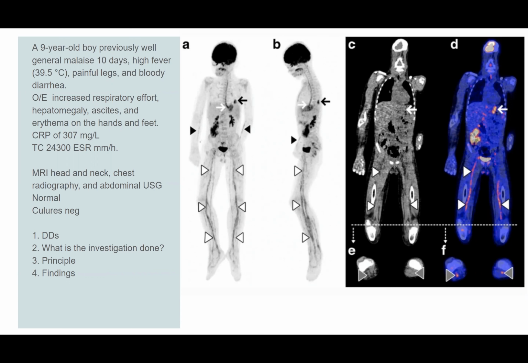CRP is 307. Yes. Oh, I didn't write the ESR. ESR was above 100. Ma'am, Wagner's or rheumatic fever? Rheumatic fever. No. No, the Takayasu, that path is right. What is the next one to think about? Polyarteritis nodosa. Yeah.